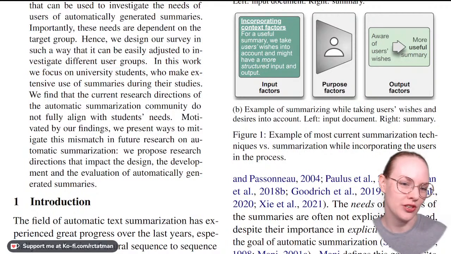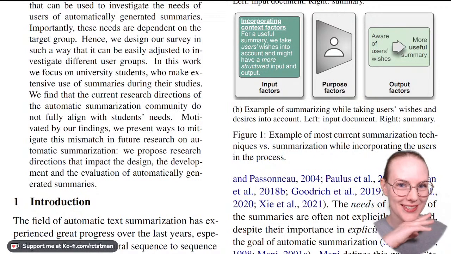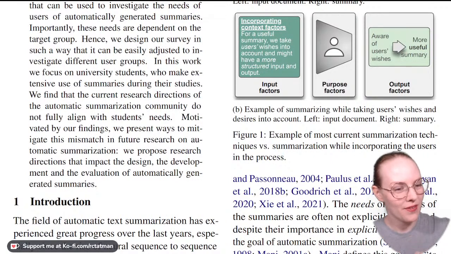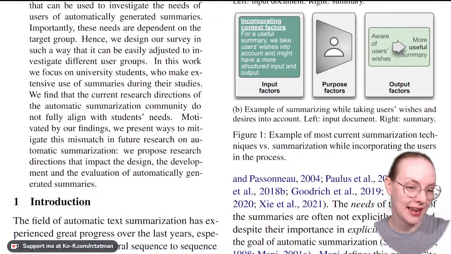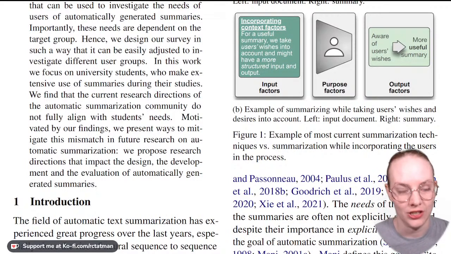We find that the current research directions of the automatic summarization community do not fully align with students' needs. Oh no. Motivated by our findings, we present ways to mitigate this mismatch in future research on automatic summarization. We propose research directions that impact the design, the development, and the evaluation of automatically generated summaries.